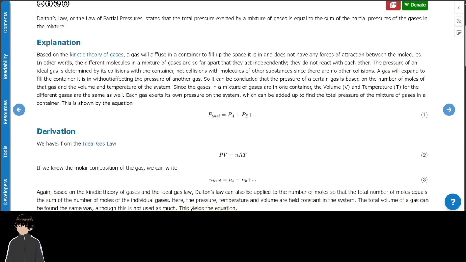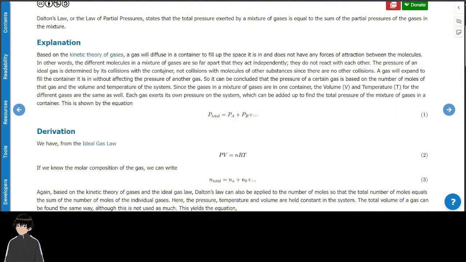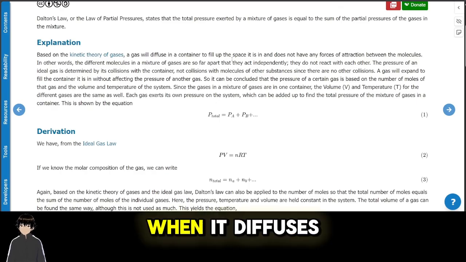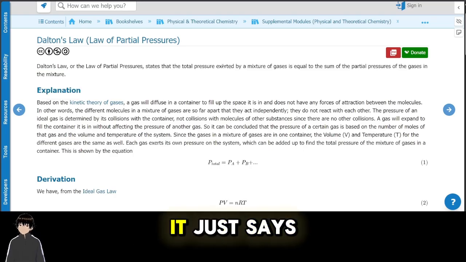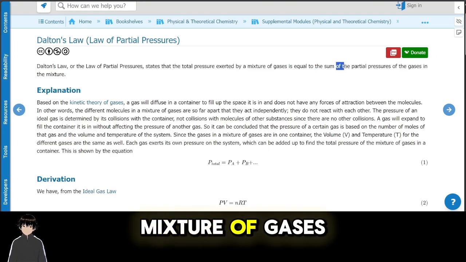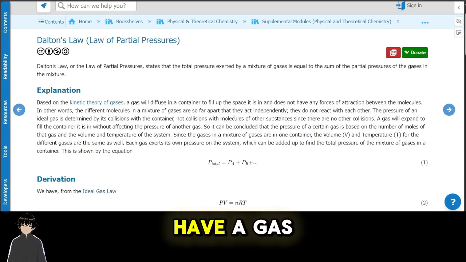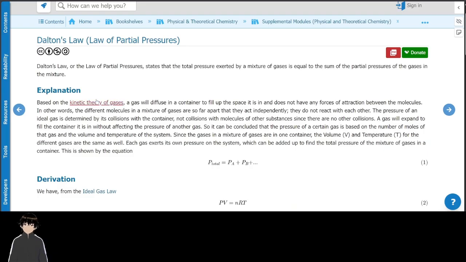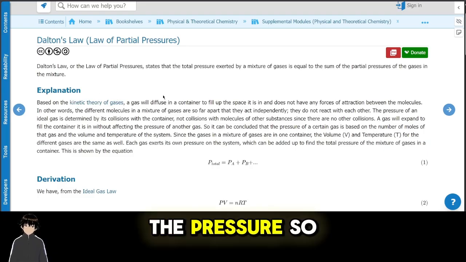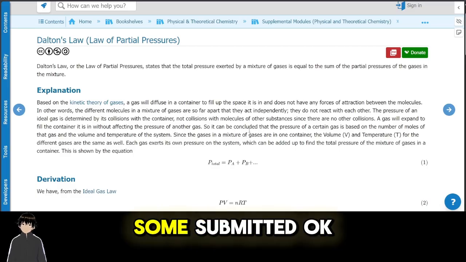the law of partial pressures. Okay. So if you can see here, based on the kinetic theory of gases, the gas will diffuse in a container in space. So basically, it just says that the total pressure exerted by a mixture of gases is equal to the sum of the partial pressures of the gases in the mixture. So if you have two gases in a mixture, the pressure of each gas is going to be summated.